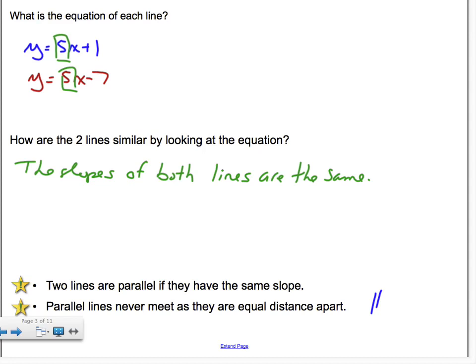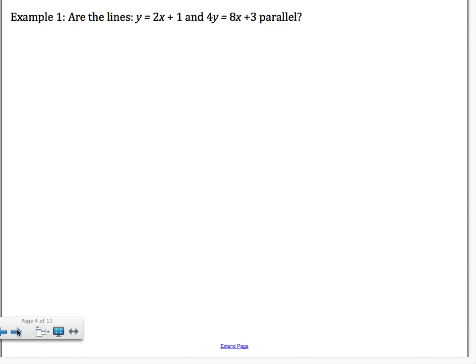So we might say that line 1 is parallel to line 2. Okay, so that's how we actually write that. So let's go through some quick examples. I have two lines here. How can we determine whether they're parallel or not?